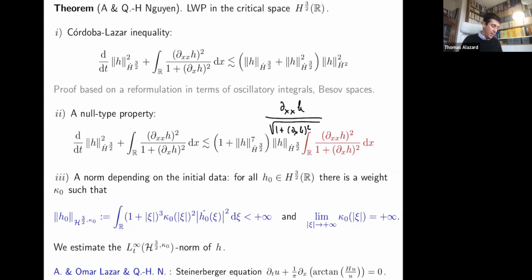Later with Omar Lazar and Kokung Nguyen, we prove that these techniques can be applied to other equations, and we consider the Stefan Steinerberger equation, this equation here, which is a tricky equation derived by Stefan Steinerberger to study the flow of the roots of polynomials under differentiation. And we prove that this equation is well posed in the critical space, which in this case is H.